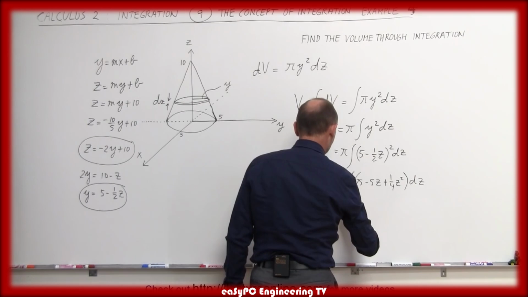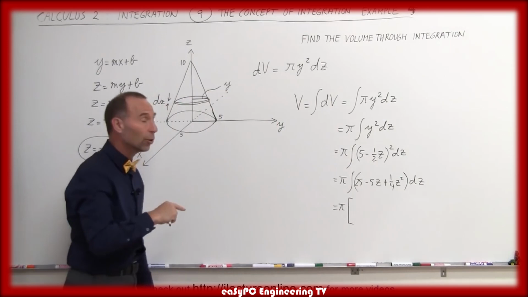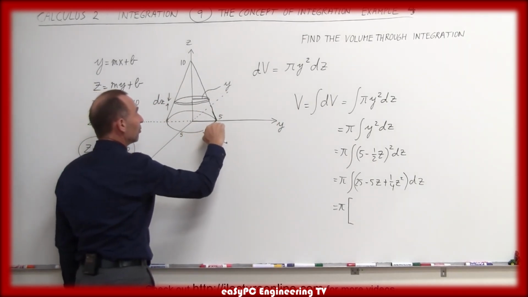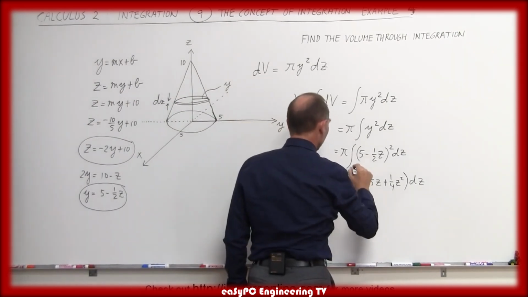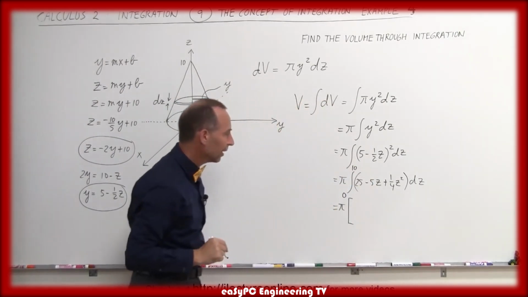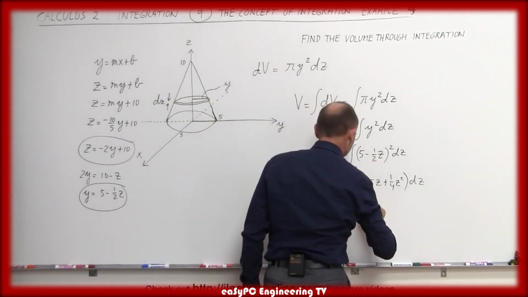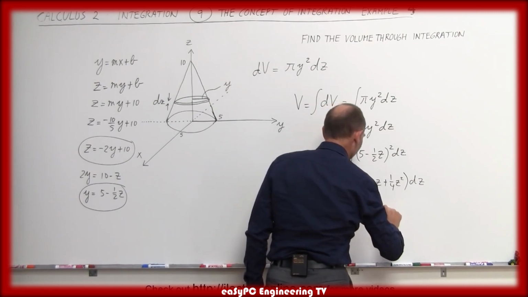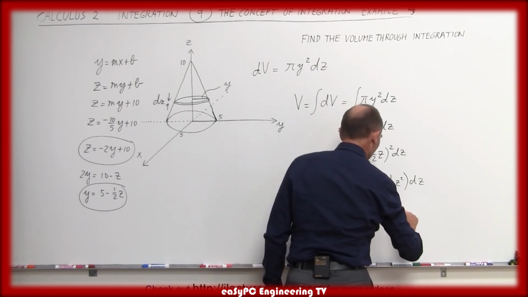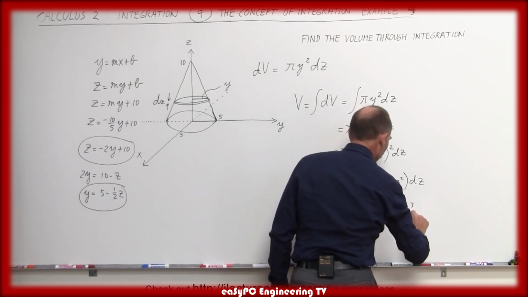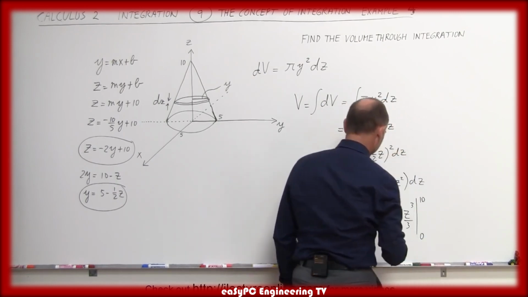This is equal to pi times, and what are the limits of integration? Since we're integrating over the variable z, the cone goes from z equal to 0 to z equals 10. So our limits are going to be z equals 0 to z equals 10, and we'll plug that in at the end. So when we integrate this, we get 25z minus 5z, add 1 to the exponent, divide by the new exponent, plus 1/4 z, add 1 to the exponent, divided by the new exponent, and evaluated from 0 to 10.